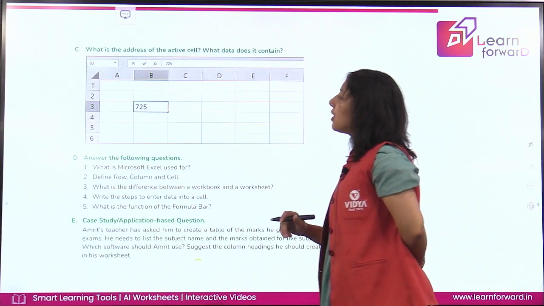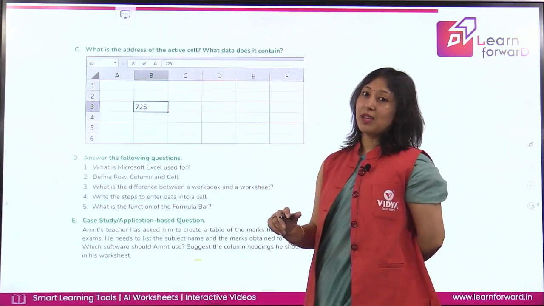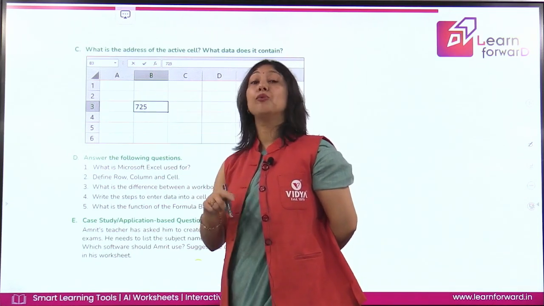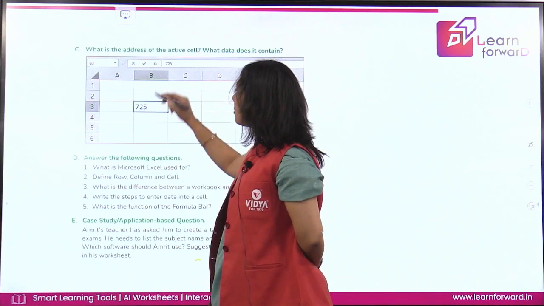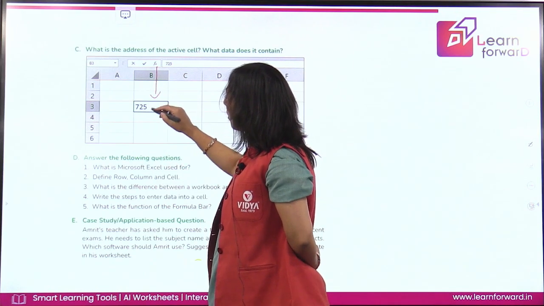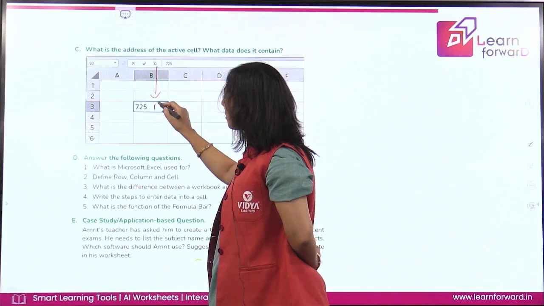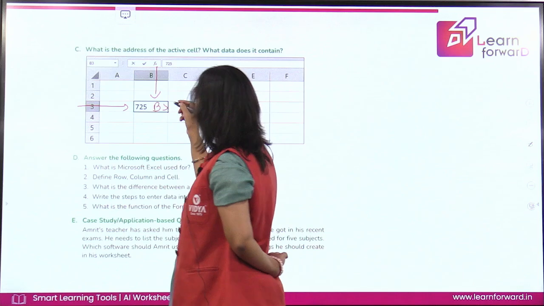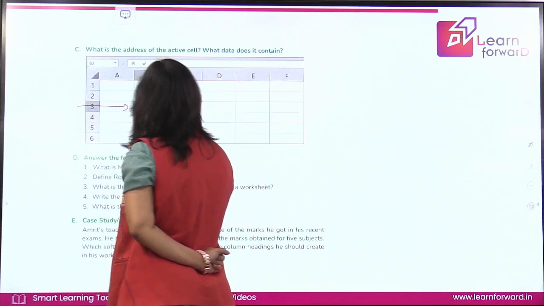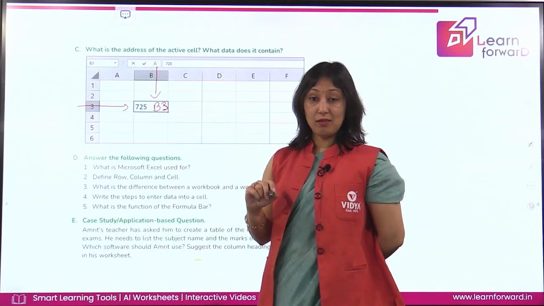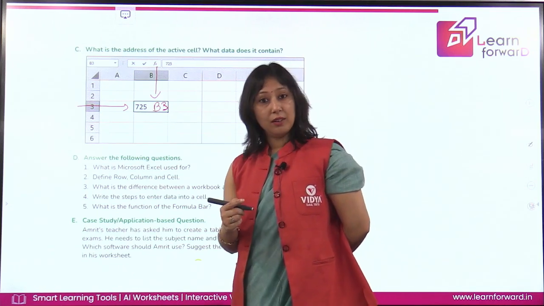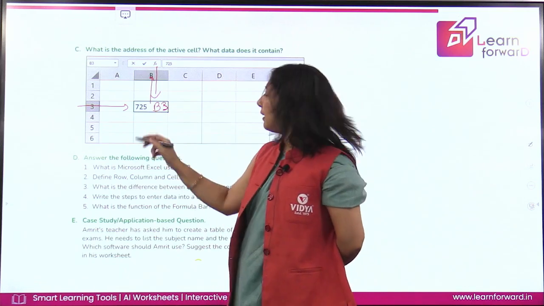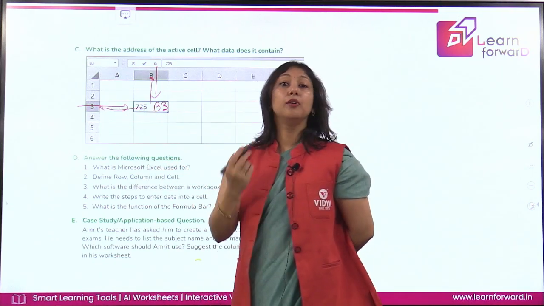What is the address of the active cell? I'll tell you how to find your address. Okay. So B3, right? So the address of the cell will be B3. Did you understand how we got to the address? First, you will see which column it is, and then you will see which row it is, and then you will write down the address.